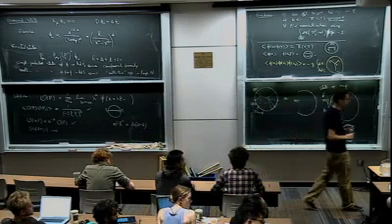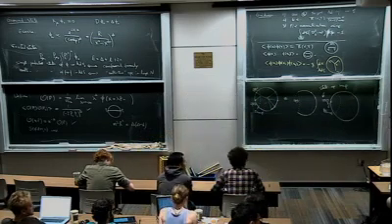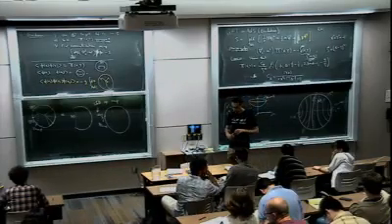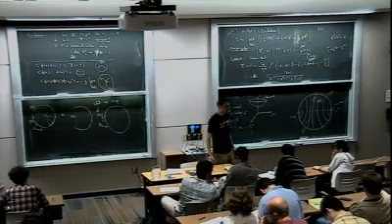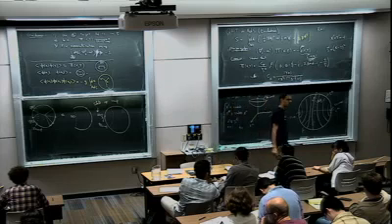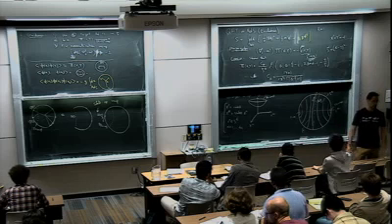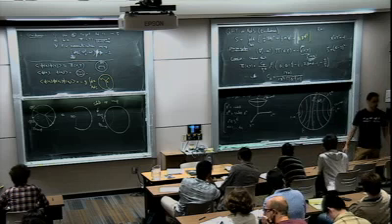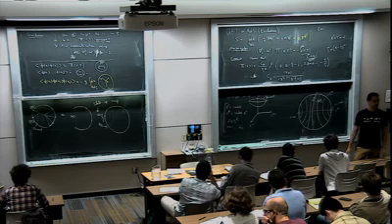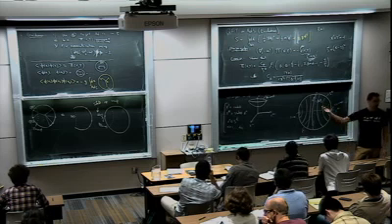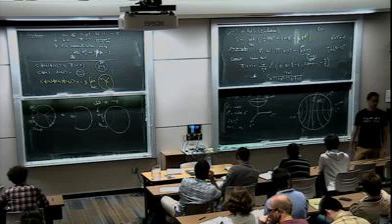Presumably, if you want an operator that's not a scalar, but a vector or something else, you need a different field. We'll see that to get the stress tensor, you will have to use a spin-2 graviton. If you want to get a conserved current, you should use a gauge field.